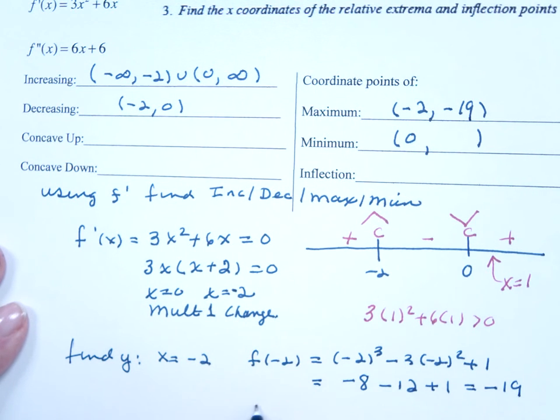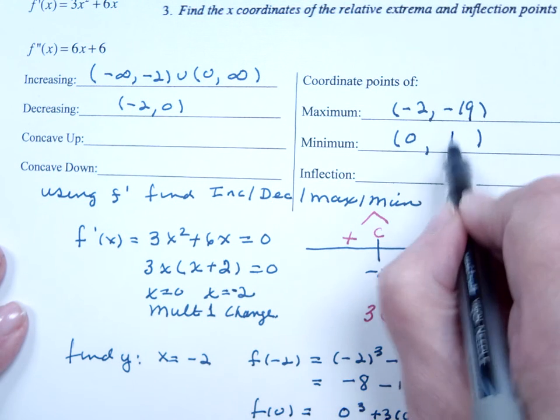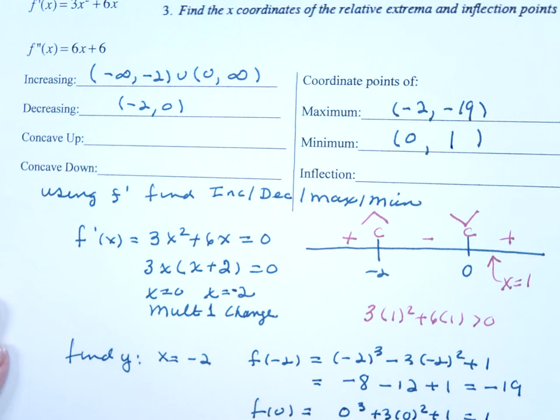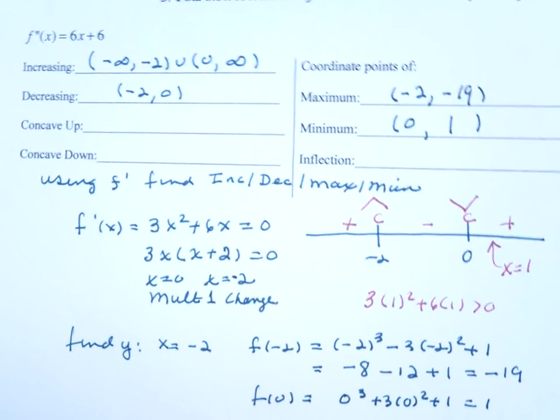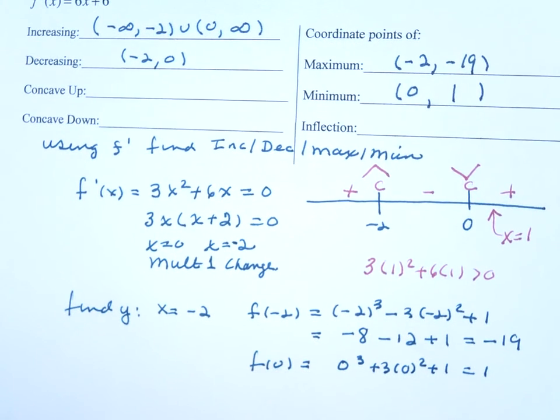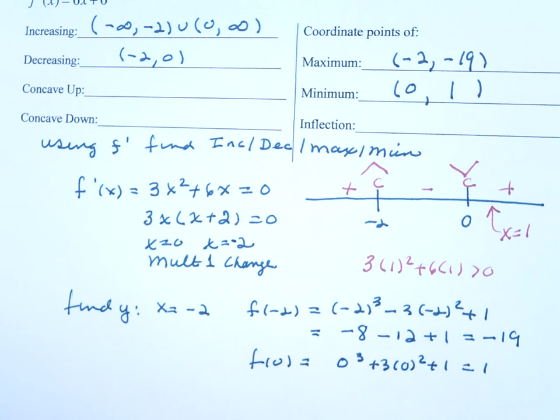And I love f of 0, because that's 0 cubed plus 3 times 0 squared plus 1. That's just 1. So that takes care of max, mins, increasing, decreasing. I have a question.